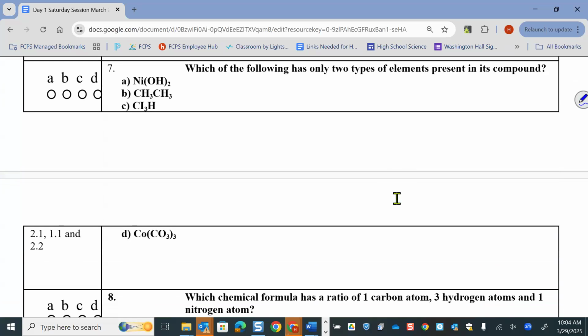So, which compound has 2 types of elements? I think D. I think the B, the second one. So this is one of those questions that's helpful to just write out. What you got? So I have Ni, O, and H. I have C and H. You might have C and H again. I have C, I, and H. And this one I have CO, C, and O.